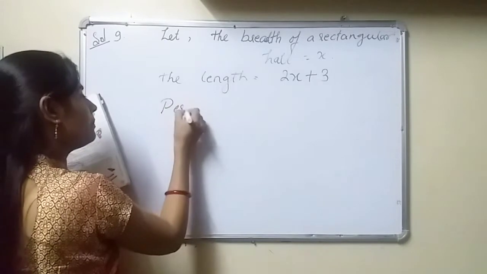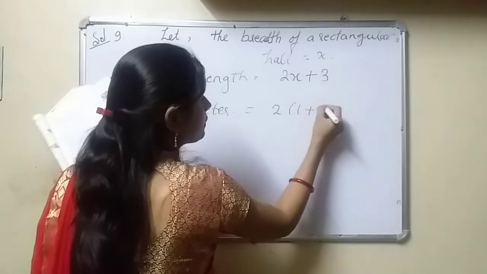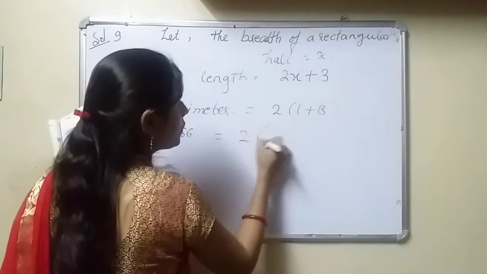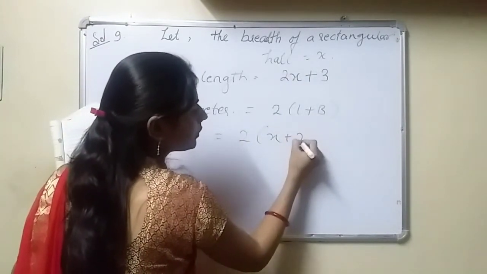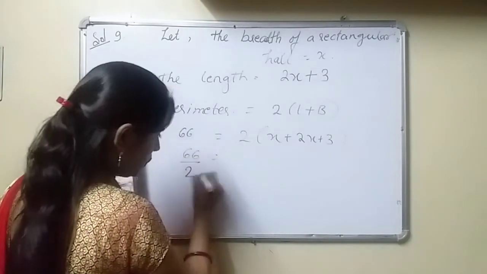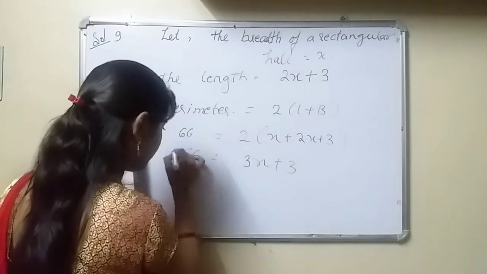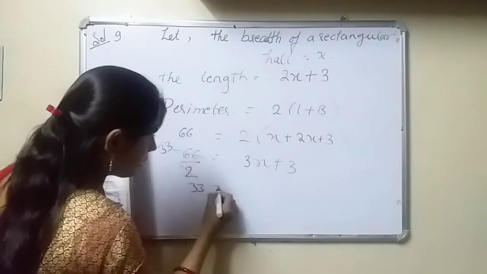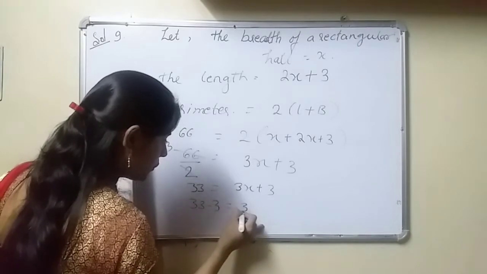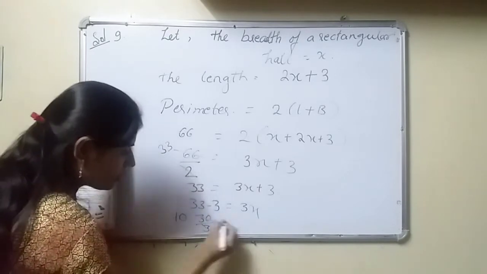Now see, what is the perimeter? What is the formula for perimeter? That is 2 into length plus breadth. Now see, perimeter is already given here, that is 66. So 66 divided by 2 is equal to, the bracket you can solve here, that is x plus 2x plus 3, which is 3x plus 3. Now see, 33 is equal to 3x plus 3. 33 minus 3 is equal to 3x. 33 minus 3 becomes 30 divided by 3, that is 10, equal to x.